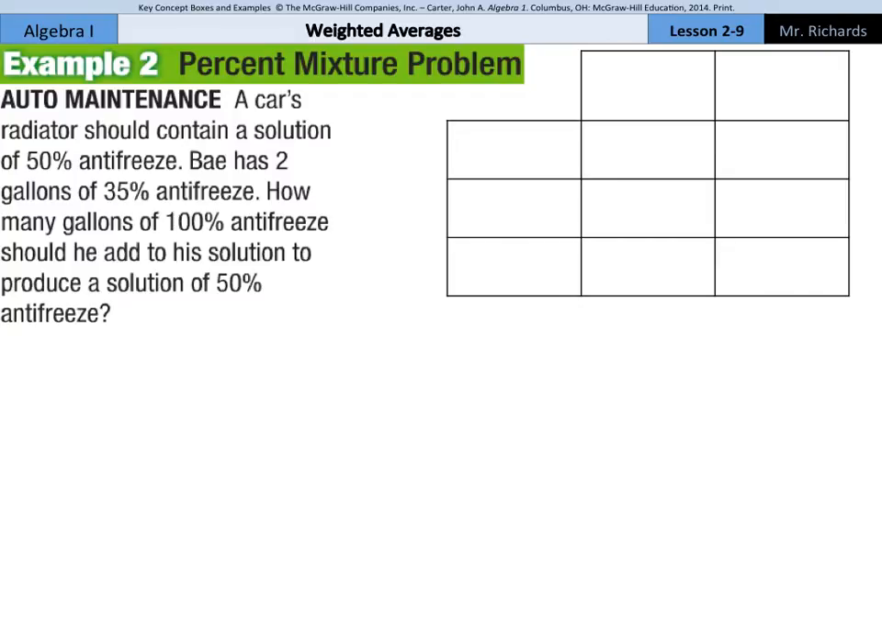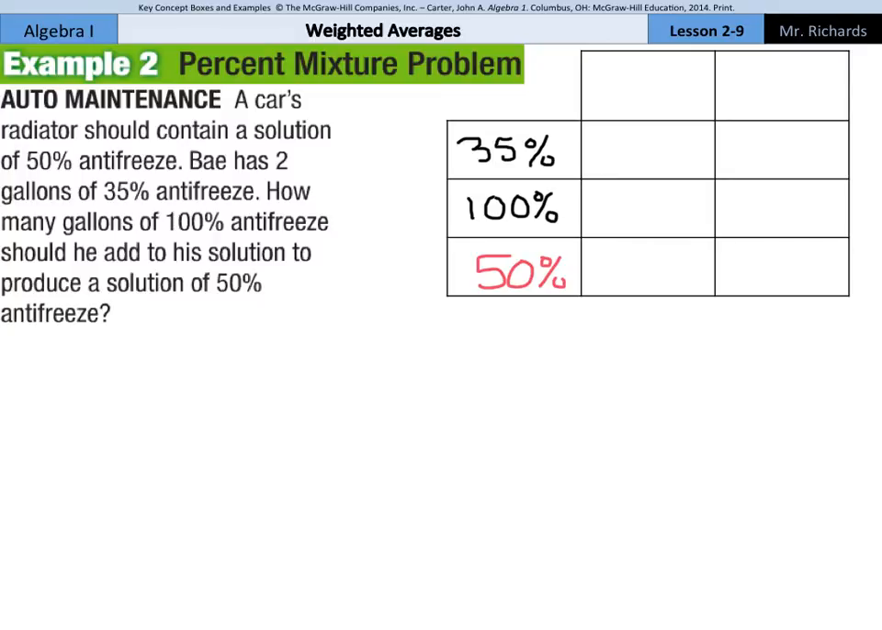Well, let's set up a table first, and our backbone of the table's here already. On the left side, we're going to write our solutions that we have and want. And so we have 35% solution. We have a 100% solution. And we want this to become a 50% solution.